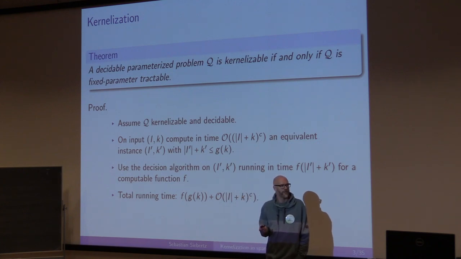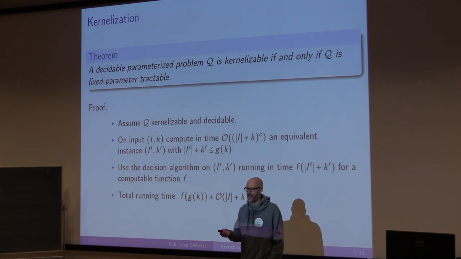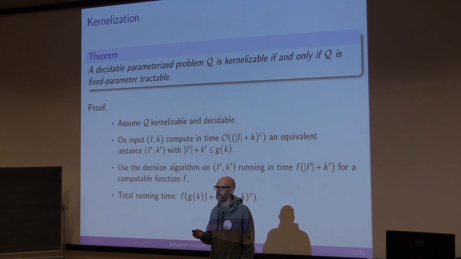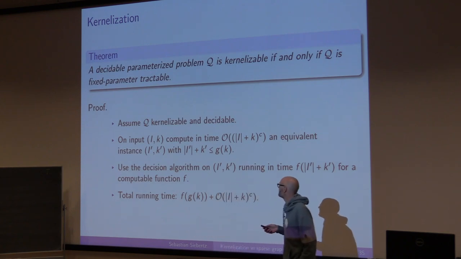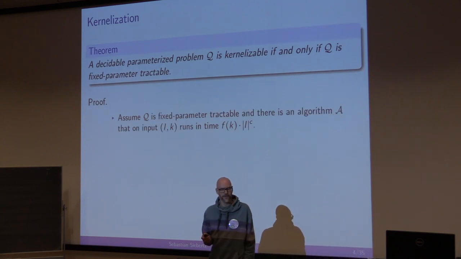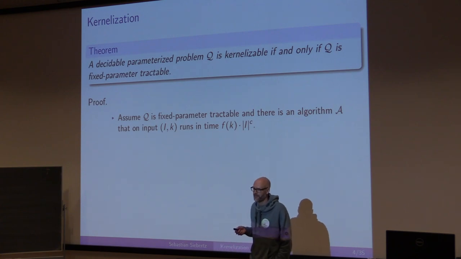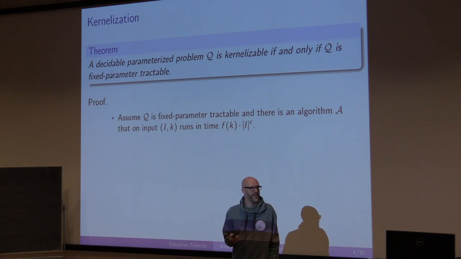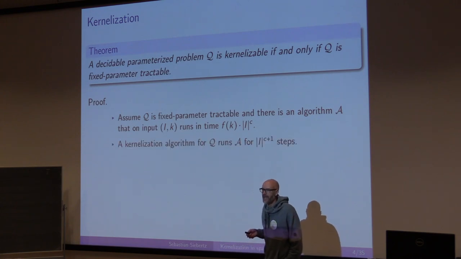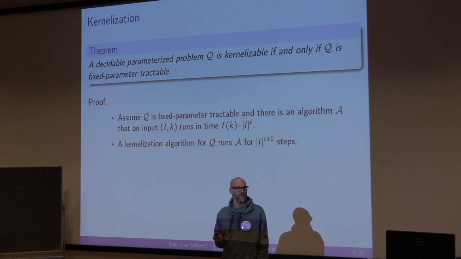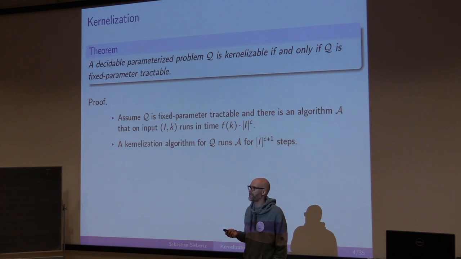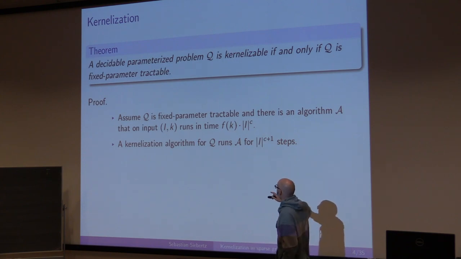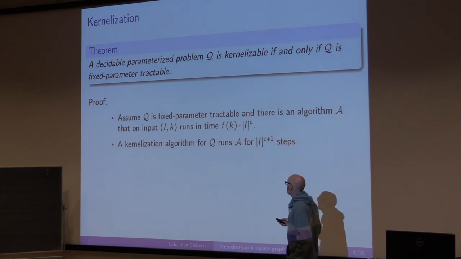The composition of computable functions is again computable, and then some polynomial time for the pre-processing, so this is a fixed parameter algorithm. And vice versa, if we have an FPT algorithm, we have Q fixed parameter tractable, so we have an algorithm running in time f of k times polynomial in the instance size. And now the kernelization algorithm for this instance runs exactly this FPT algorithm A for |I|^(c+1) steps, if c is the degree of the polynomial.